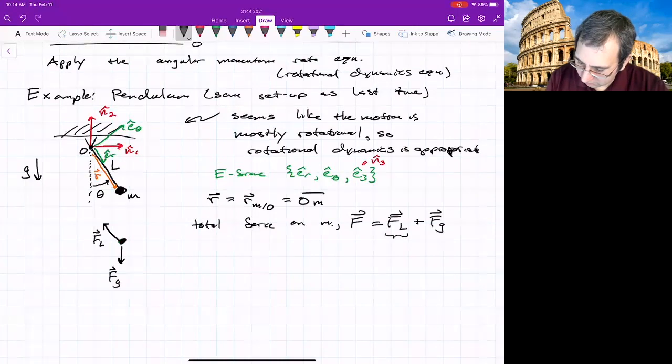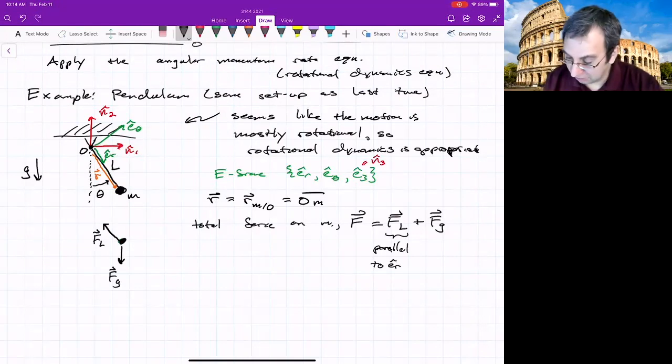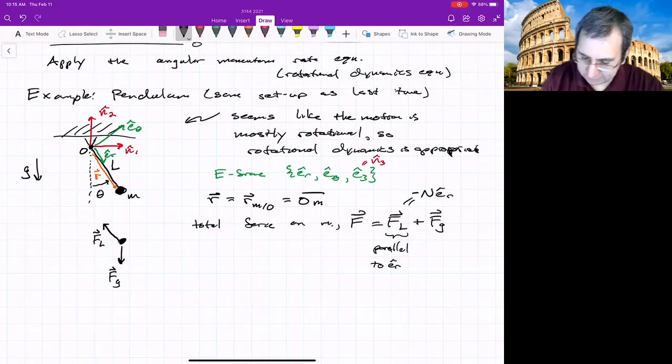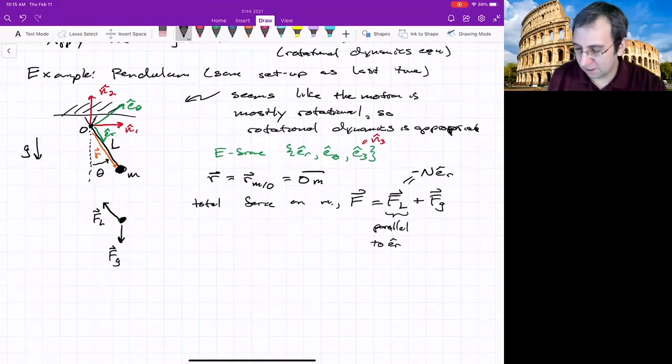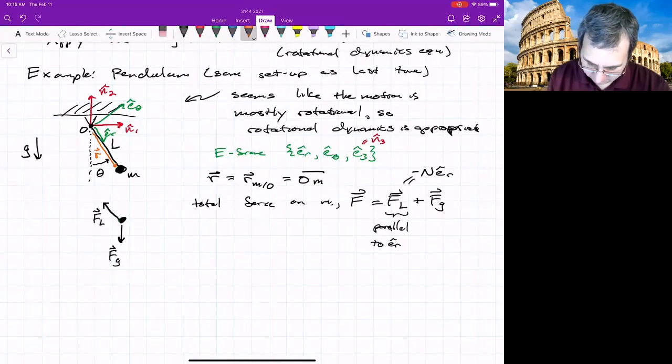All we need to know is that FL is parallel to ER. That's all we're going to need to know. If we want to, we could write it the way we did last time, like negative N ER. It doesn't really matter if it's plus or minus N. It's not a big deal. It's just some amount in the ER direction. So we've got the total force. I don't even know, if you add these two, what does it give? Maybe something in this direction.